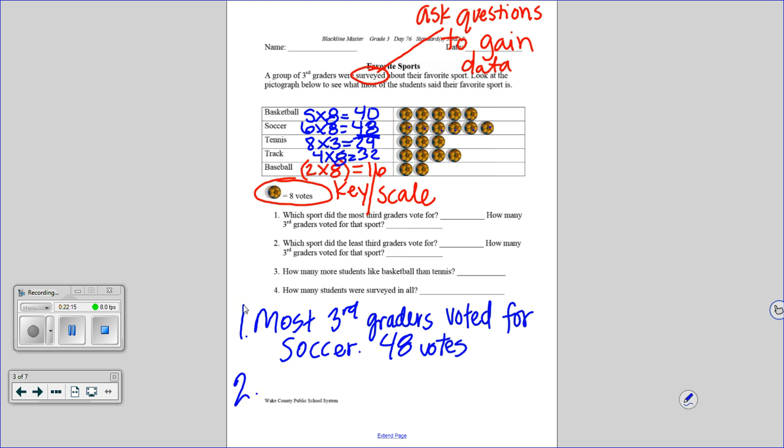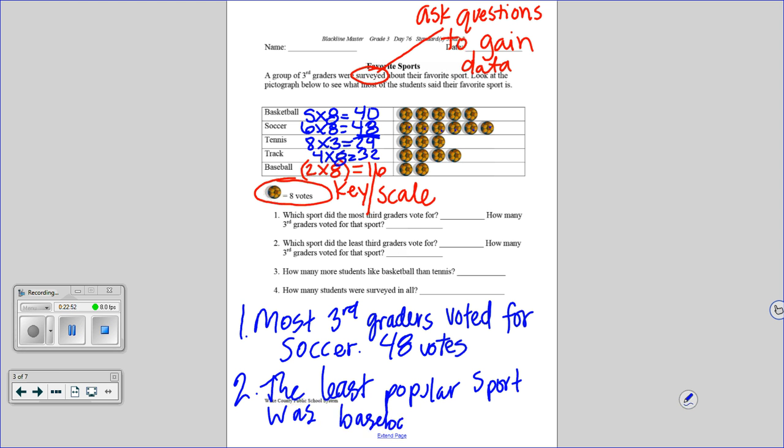Number 2. Which sport did the least third graders vote for? Least amount. Ada Washington? What did you say, baseball? The least popular sport was baseball. And how many people voted for baseball?